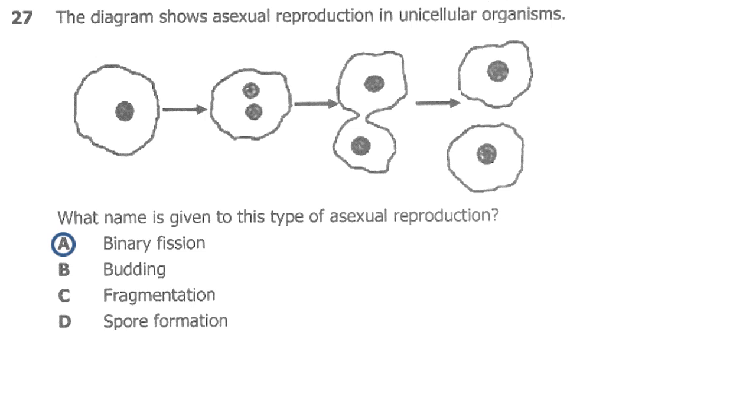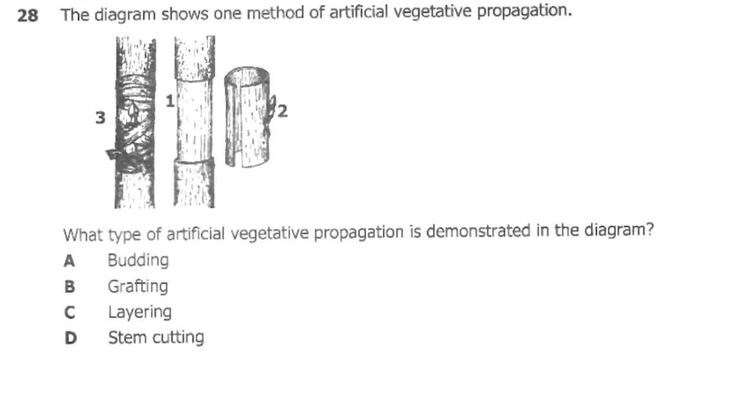Question number 28. The diagram shows a method of artificial vegetative propagation. What type of artificial vegetative propagation is demonstrated in the diagram? A. budding, B. grafting, C. layering, D. stem cutting. So we can see the diagram, what is happening here, and our answer will be A. This is budding.